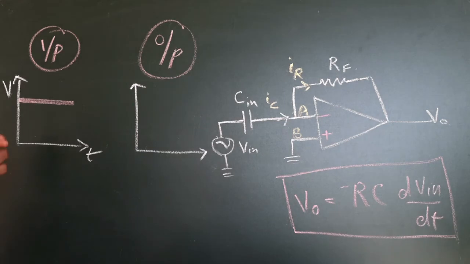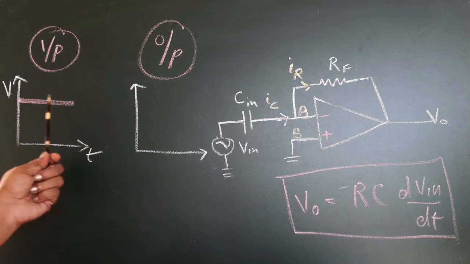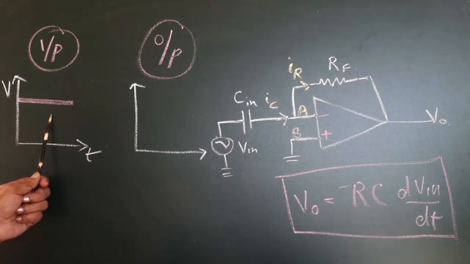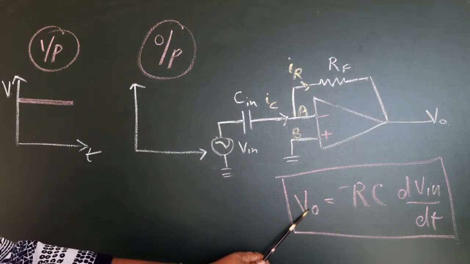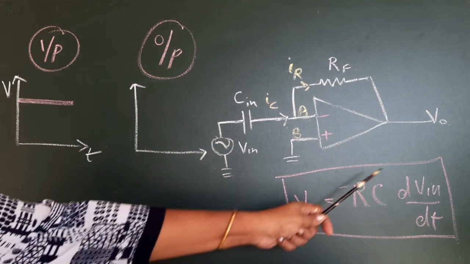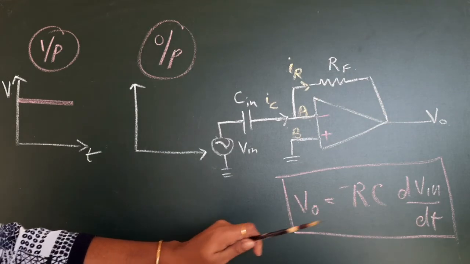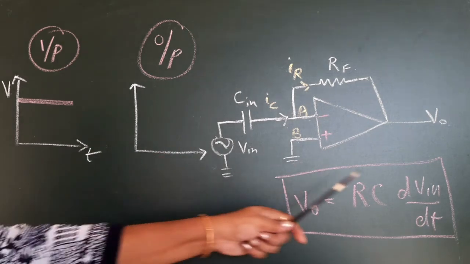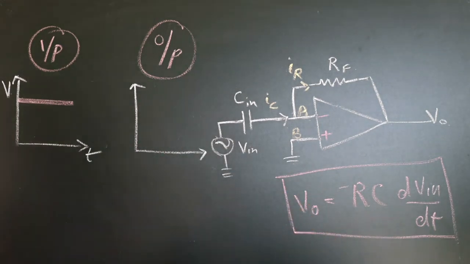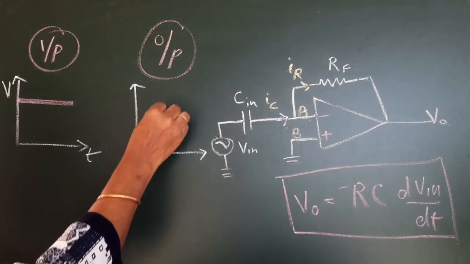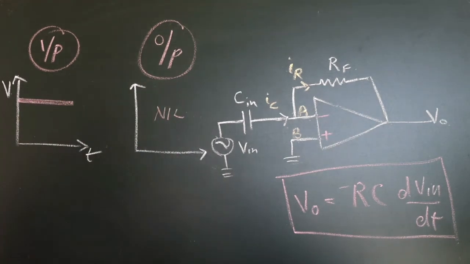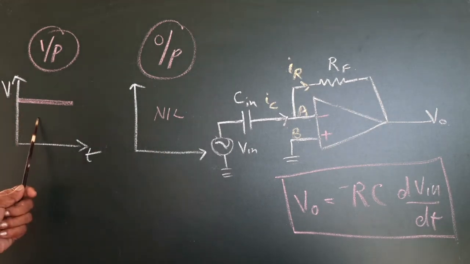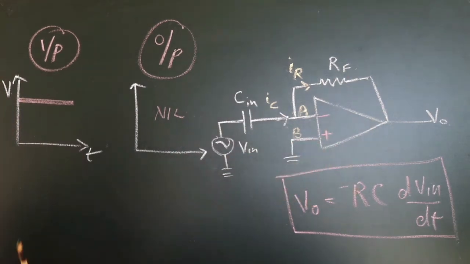Now let us take an example. Input voltage is a constant DC voltage, constant with respect to time. So what do you think will be the output? See this equation. V out is proportional to dV in by dt. So what is the differential of a constant voltage? It does not vary with time, so the output will be 0. You won't have any output signal. So this is very important. A constant DC voltage will give a 0 output for a differentiator.